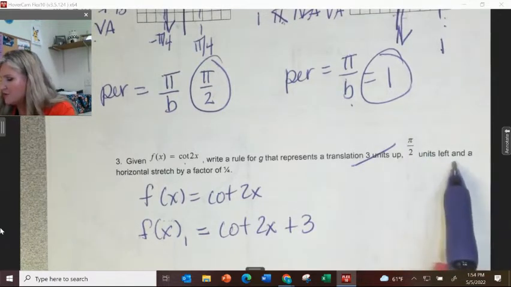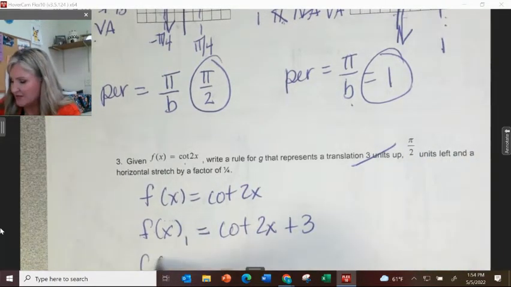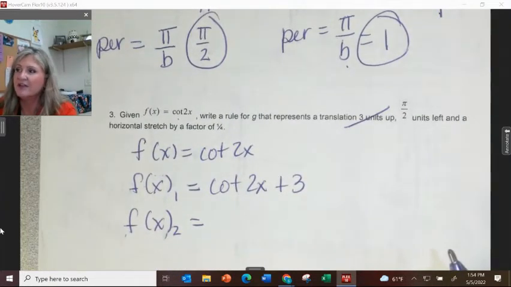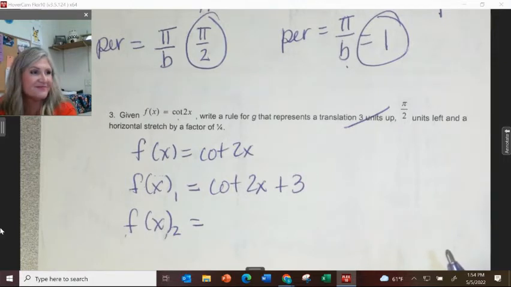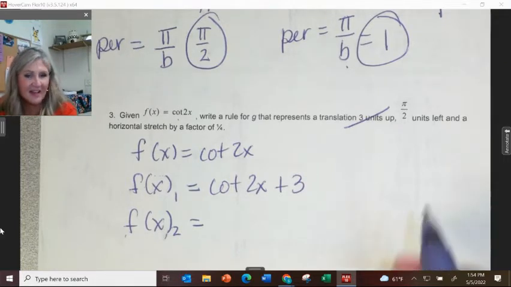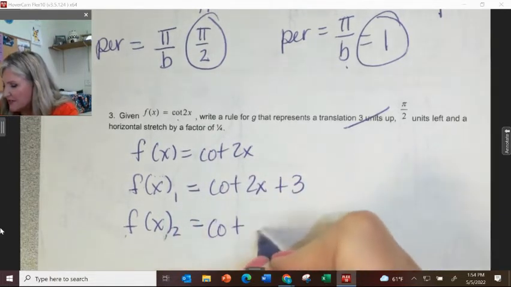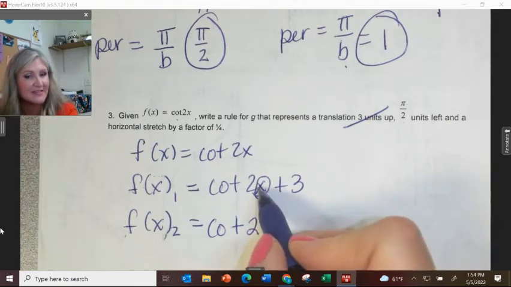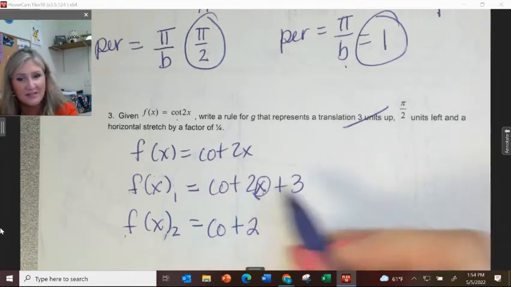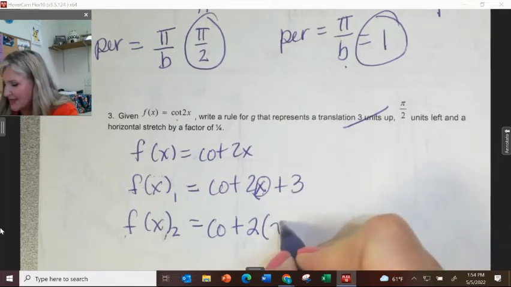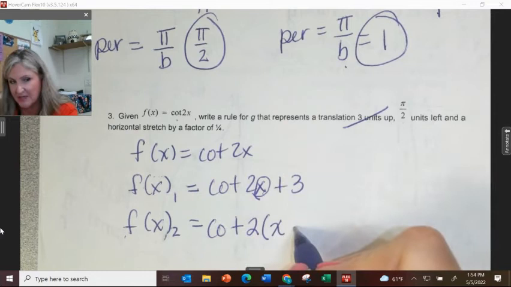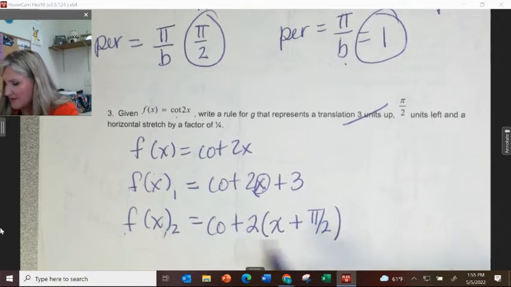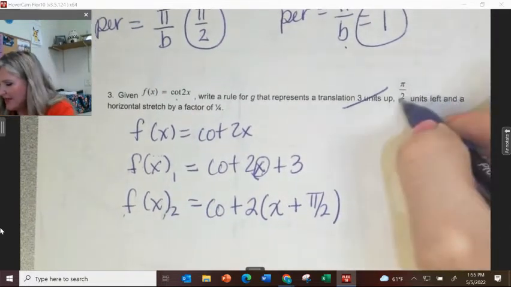We want to go pi over 2 units left. So this is going to be our second change. We'll call it f of x sub 2. What are we going to do? All right, good job. So we're going to do cotangent of 2, and then for the x, we have to put it in parentheses because we're replacing this x. It must go in parentheses as x, and then what is it, plus or minus? Plus. It's always the opposite with the x's. Okay, so we took care of that.